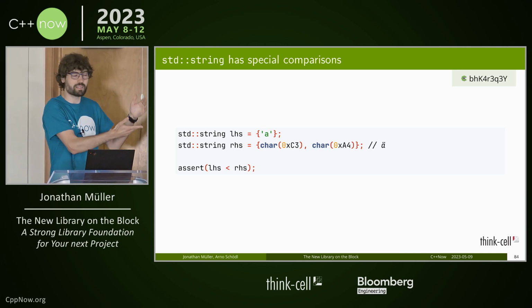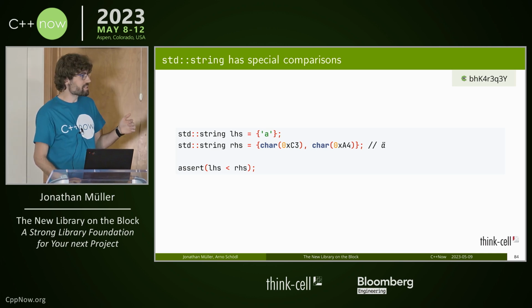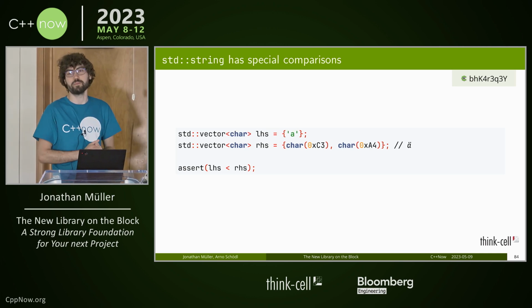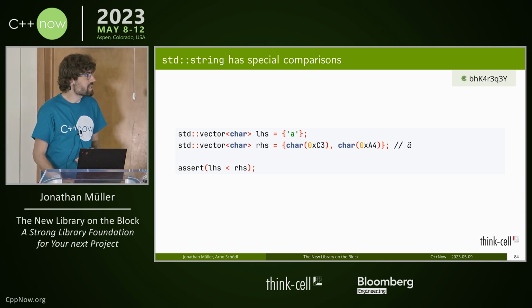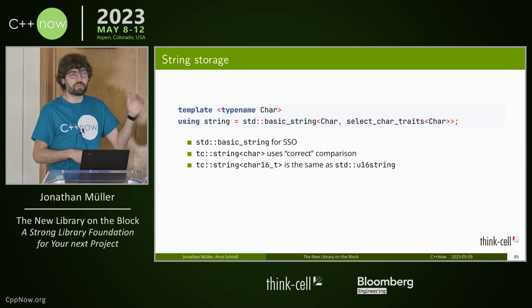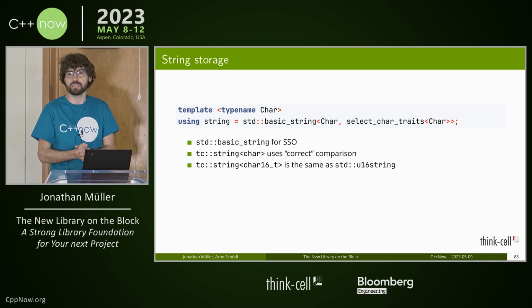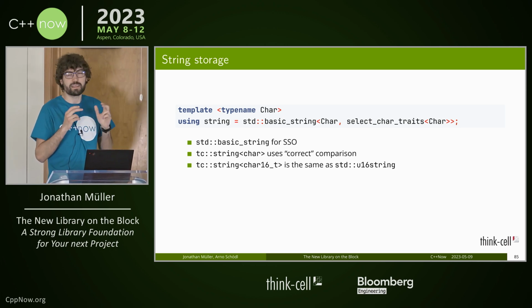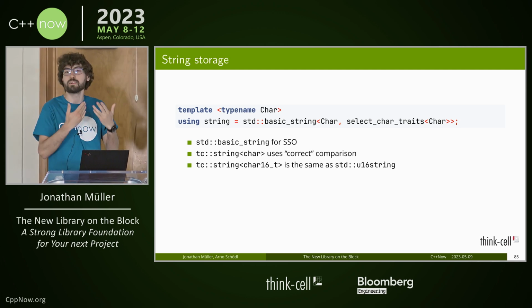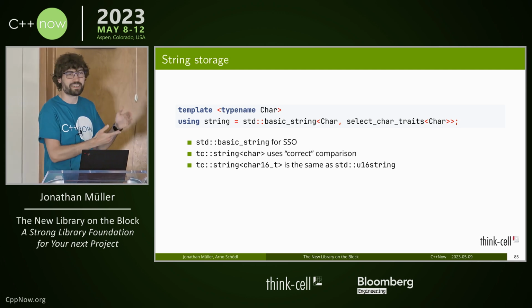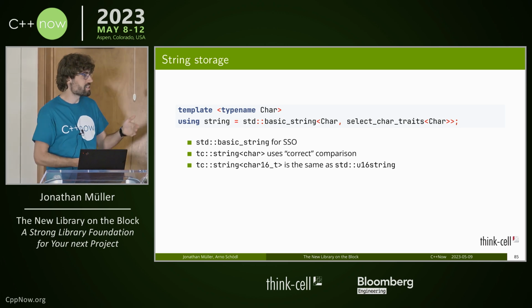Like we'd expect it to work that way, but it's bad because that is inconsistent with any other range of char. So at think-cell we use tc::string, which is a string with a different char traits. If you use a tc::string of char, this will use char traits that have the correct comparison. And they're not really correct, they're the wrong one, but they're consistently wrong, right? Which is better in that particular case. If you just use it with any other type, it's the same as std::string.